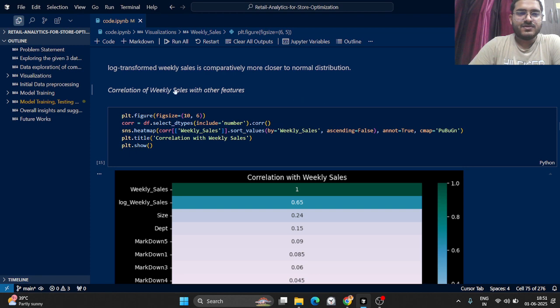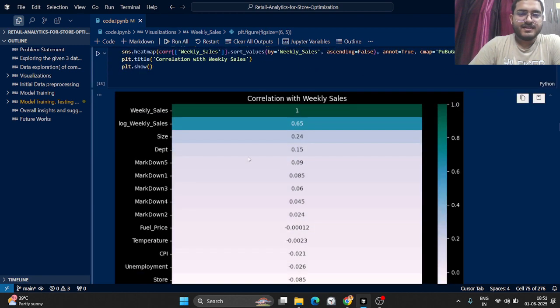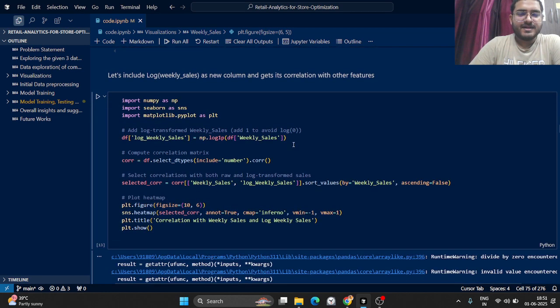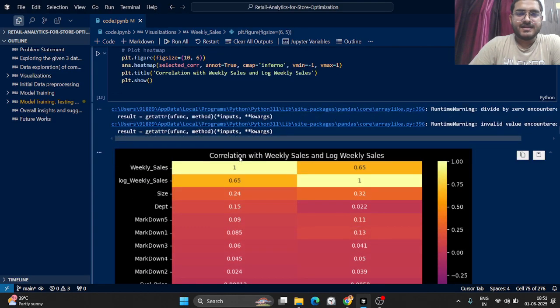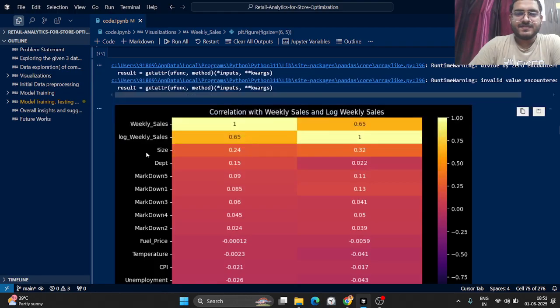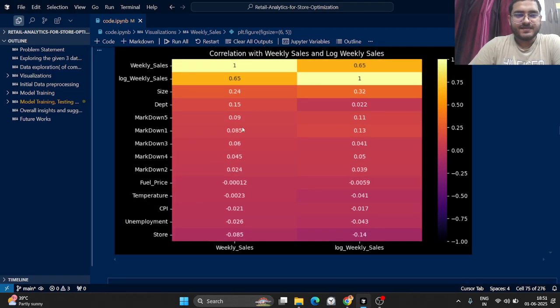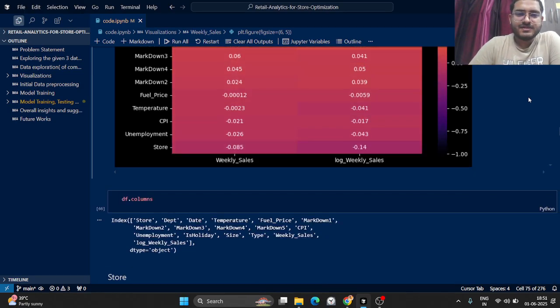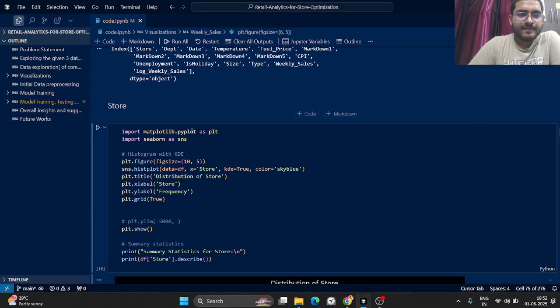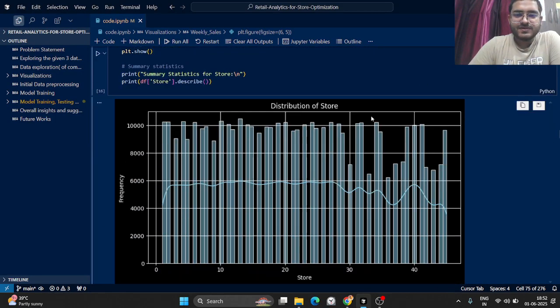We also looked at the correlation of weekly sales with each separate feature. I was trying to understand the correlation between weekly sales and other features, and log weekly sales and other features. We don't see much of a difference, so I concluded that we can use log weekly sales in the future as our labels.